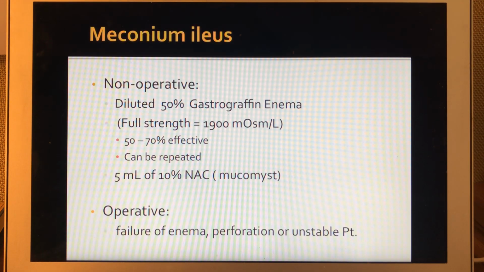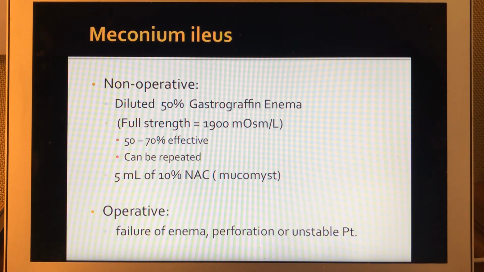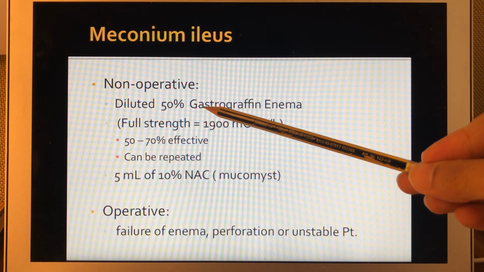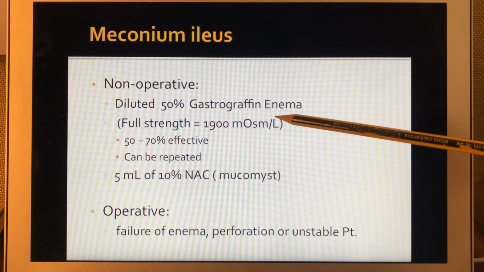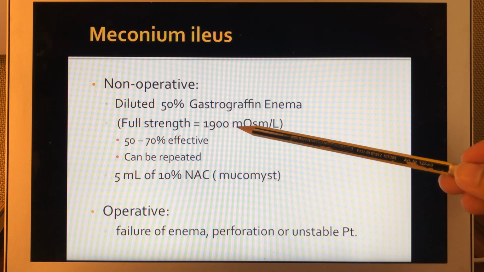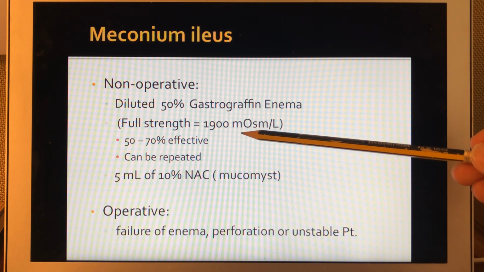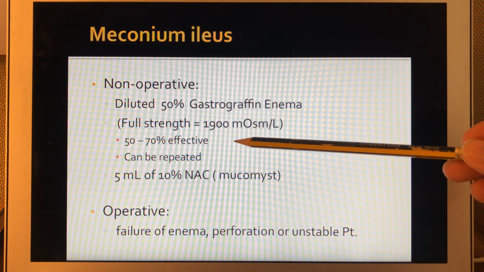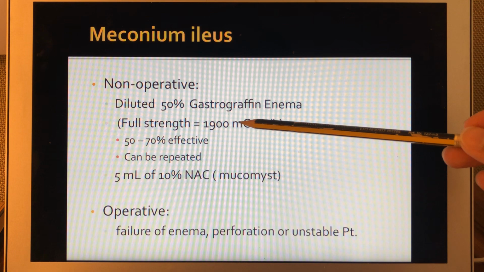So meconium ileus can be treated non-operatively as well with the enema, contrast enema. Usually we use diluted gastrografin, about 50% diluted, because the full strength of gastrografin is about 1900 milliosmol, and that's about 4 to 5 times the osmolality of the blood, which is 300. So it's quite dangerous to use the full strength.